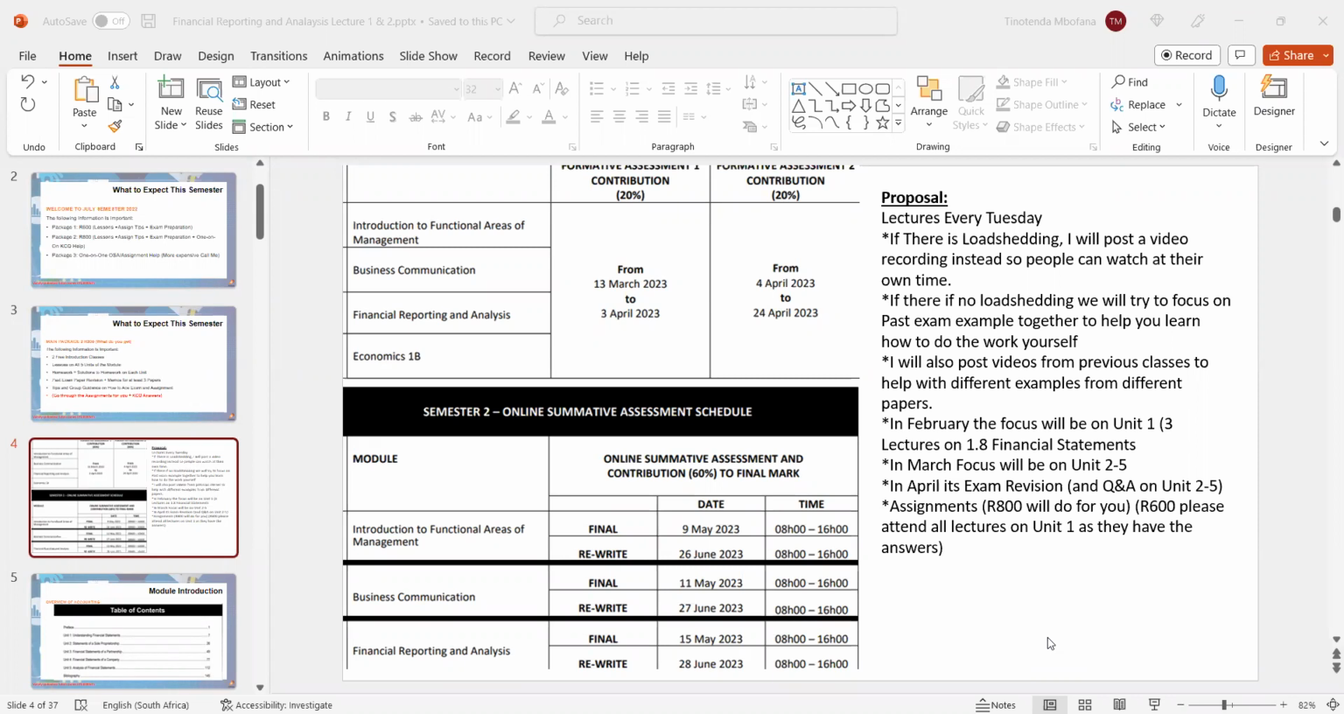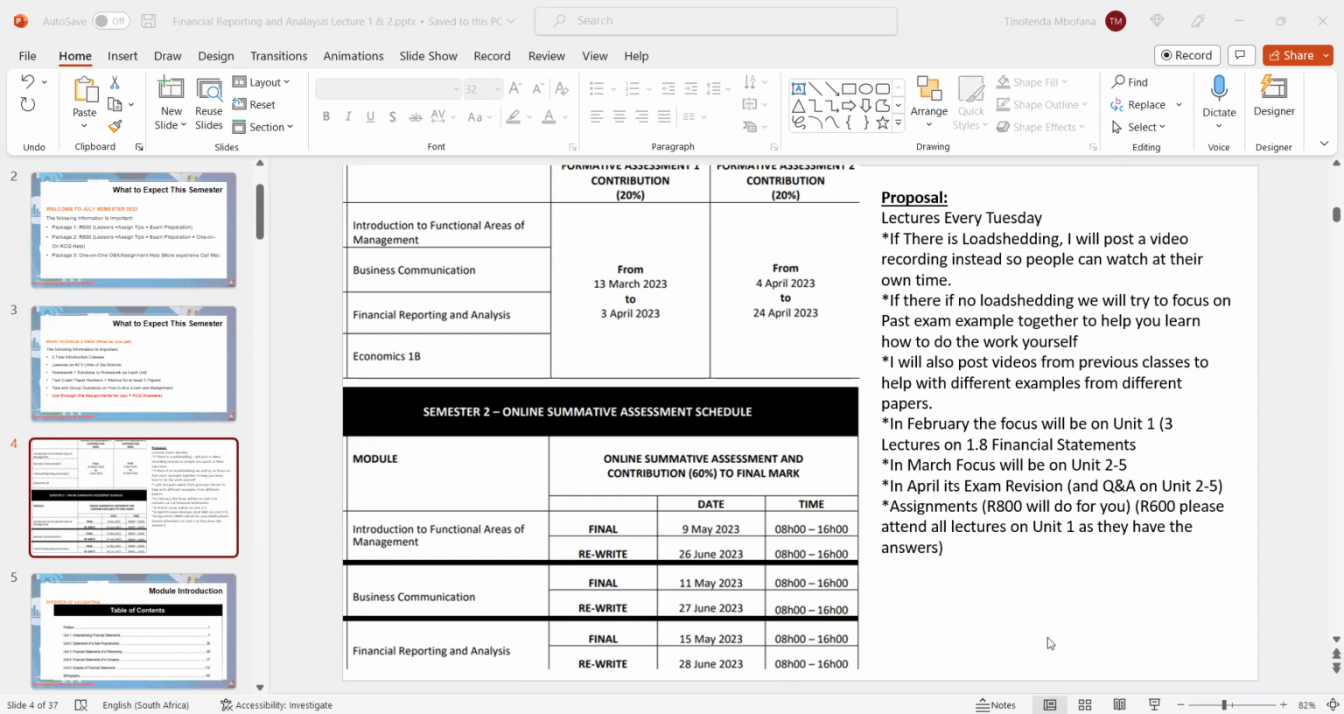So all the classes that we're going to do will be recorded, and then whenever there's load shedding, you are going to get a pre-recorded class, so that you can also watch it in your own time. So even on your end, if you have load shedding, you can always get the recording for the class that was done in your absence, right?